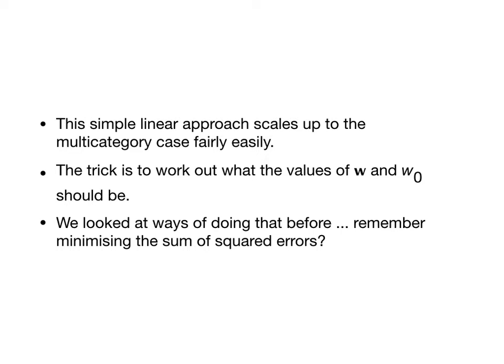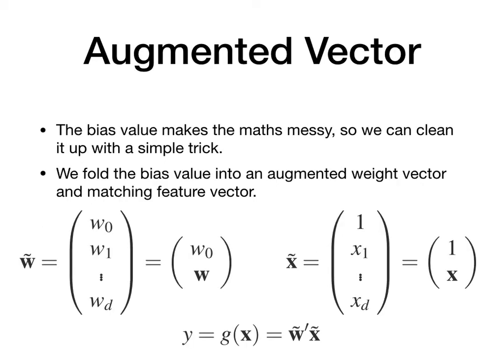The trick though is we need to work out what values of the weights and the bias, the W0, should be. We looked at different ways of doing that before, and I think we talked about using sum of squared errors. That W0 is a bit of a pain because it makes the maths a bit yucky, so we can clean it up.